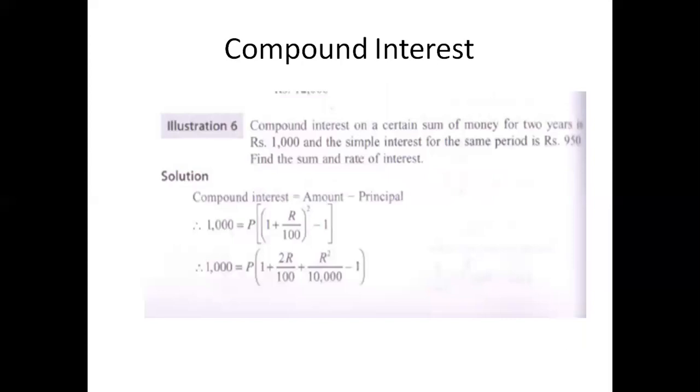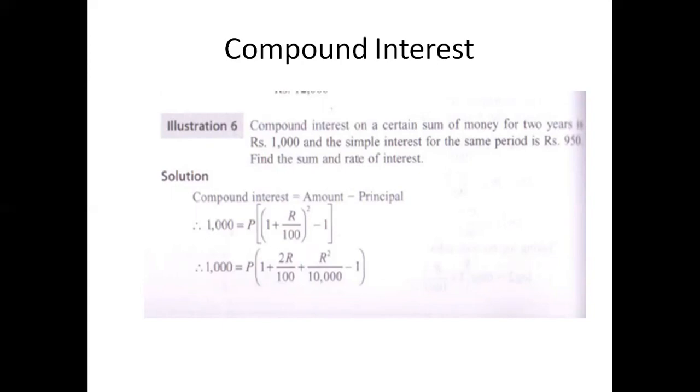Now we have a compound interest for a certain sum of money for 2 years is rupees 1,000, and the simple interest for the same years is rupees 950. Find the sum and the rate of interest. Now we have to find both the principal P, and we have to find the rate of interest.